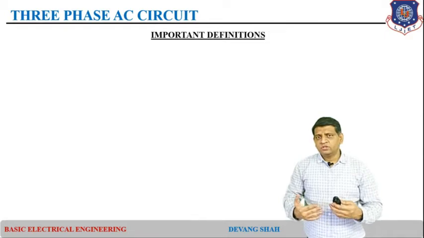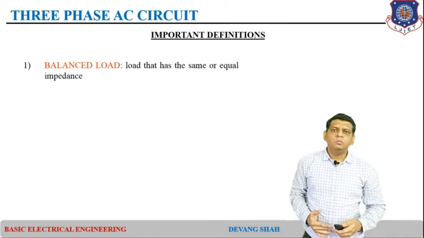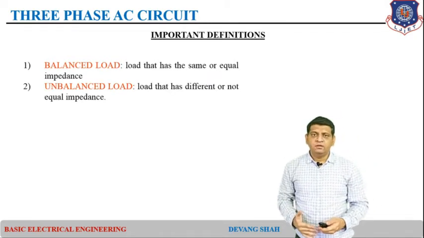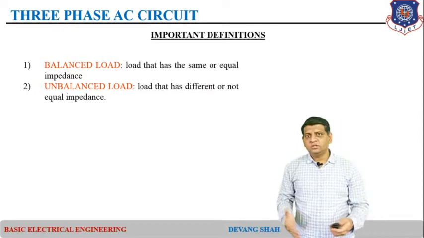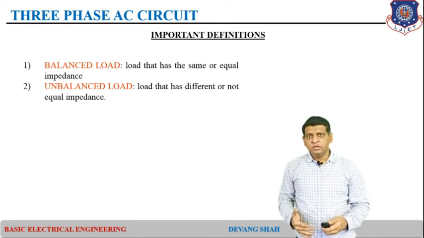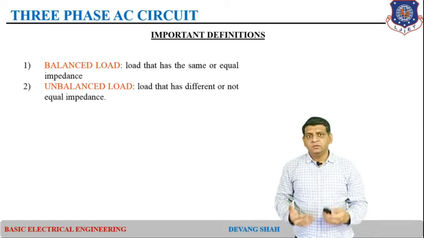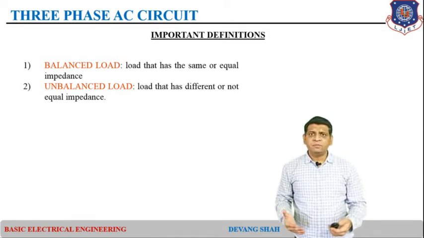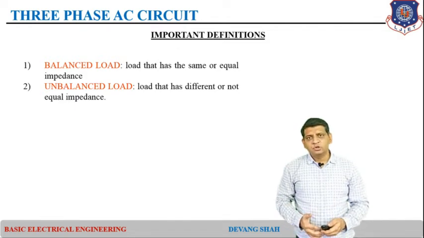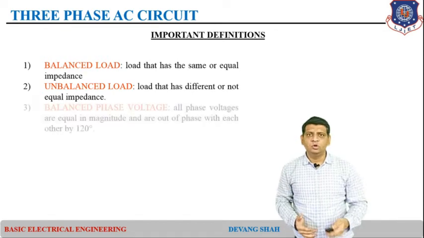Some of the important definitions we need to understand in a three-phase AC circuit: what is a balanced load? The load has the same or equal impedance, right? Then an unbalanced load is different, not the same. If the values of impedances are the same throughout the circuit, it is a balanced load. If the impedances are not the same, it is an unbalanced load.